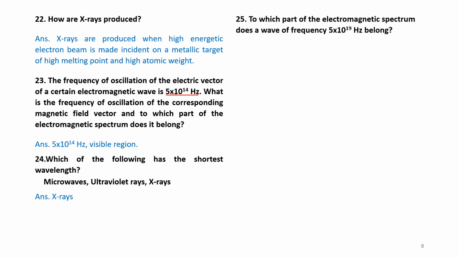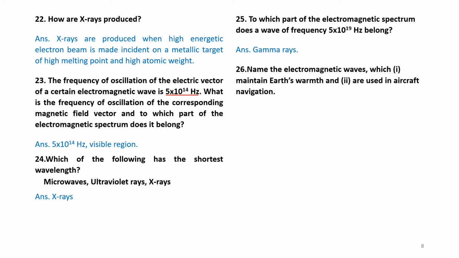Question number 25. To which part of the electromagnetic spectrum does a wave of frequency 5 into 10 to the power of 19 Hertz belong? Gamma rays. The gamma ray range is 10 to the power of 18 to 10 to the power of 22. So, gamma ray.